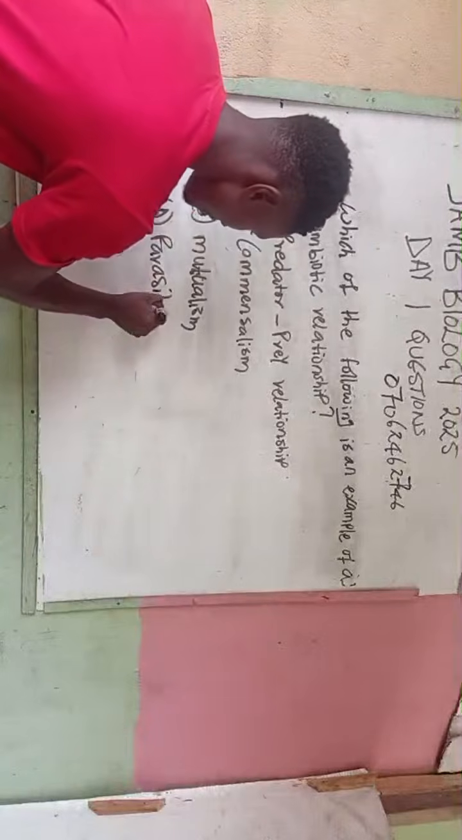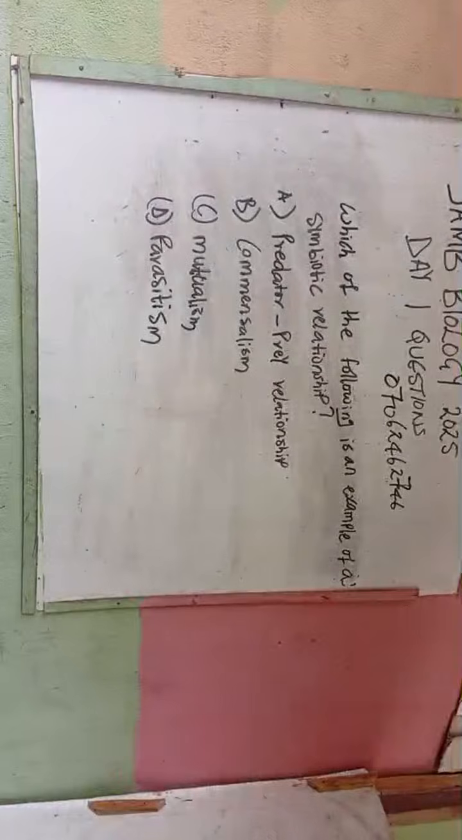Parasitism. So which of the following is an example of what? A predator is an example of what? A symbiotic relationship. You are correct.